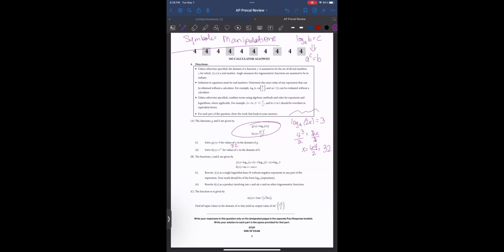I'm so confused by number 2. Wait, can we do 1A2? Okay, wait, I'm gonna need another page. So h of x is equal to e to the x to the 5th over e to the 1/4. And then they tell me to solve when h of x is e to the 1/2, so e to the 1/2 equals e to the x to the 5th over e to the 1/4.